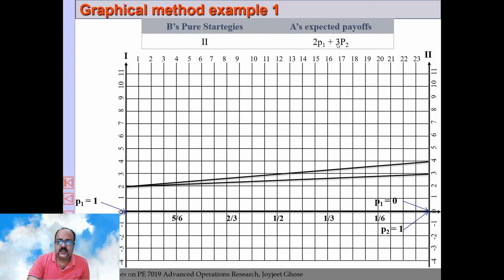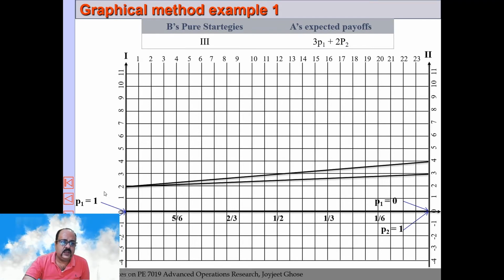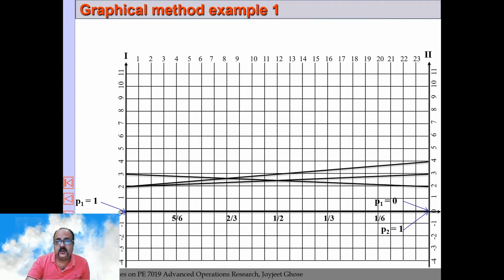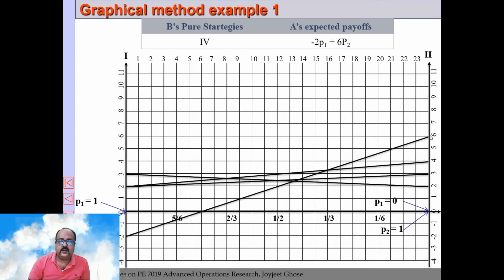Similarly for B's strategy 2, A's expected payoff is this one. So this is A's expected payoff: 3P1 plus 2P2. And the fourth one is minus 2P1 plus 6P2.